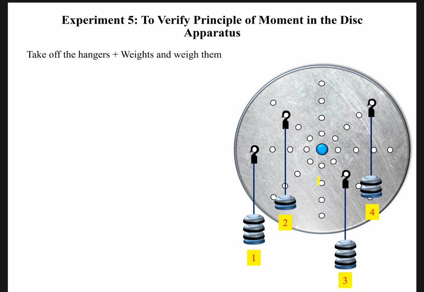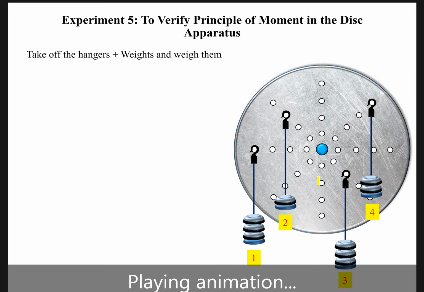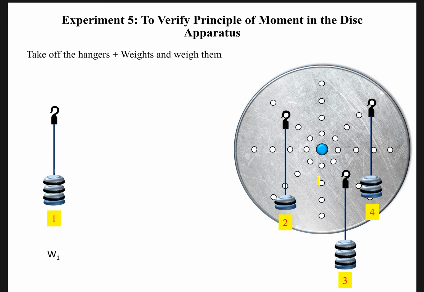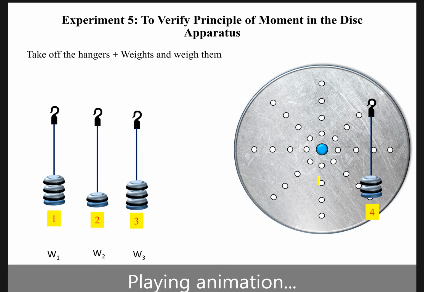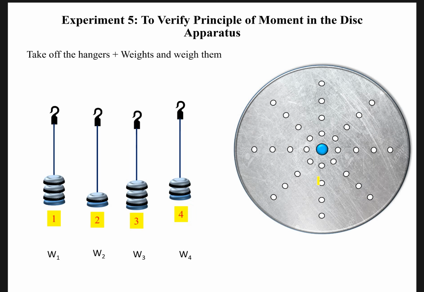Then you have to take off the hangers and the weights, and you have to weigh them all together. Okay, make sure that the hangers are also included in the weights. If you miss them, you are wrong. You have to do it all over again. The subscripts W1, W2, W3 and W4 would be denoting the weights and the hangers all together. So when you note down these values, you should be very, very sure that you have added both of these, because if you miss them, you'll be creating a big mistake, right? So make sure you do that.